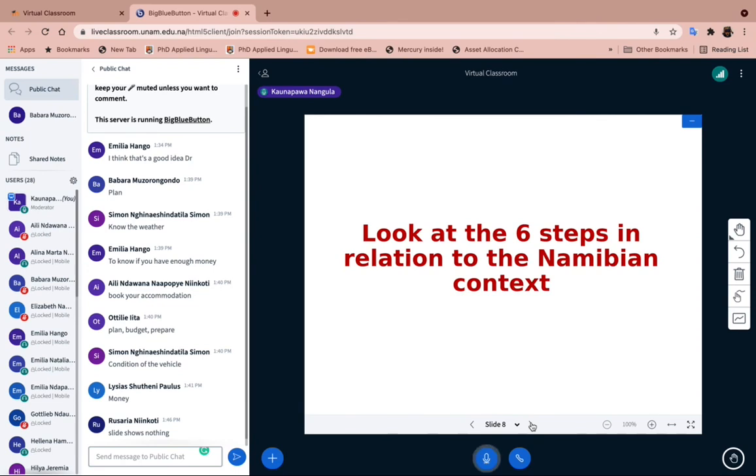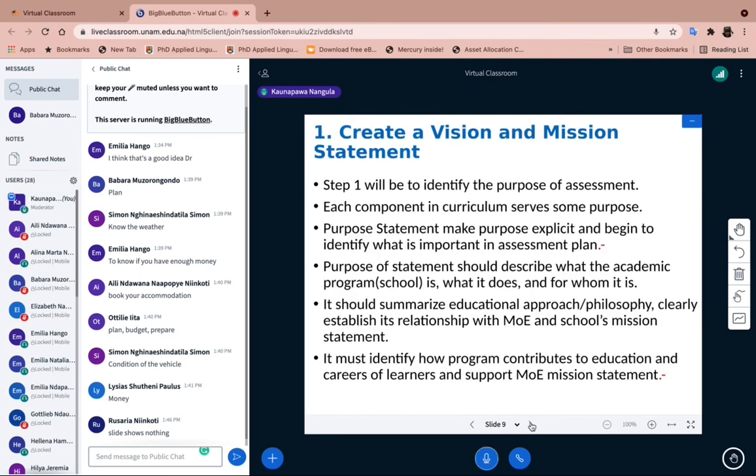Next, we are going to look at the 6 steps, the ones that we have just covered earlier, that I said we're going to cover in detail in relation to the Namibian context. First, we are looking at the first component, which is create a vision and mission statement.